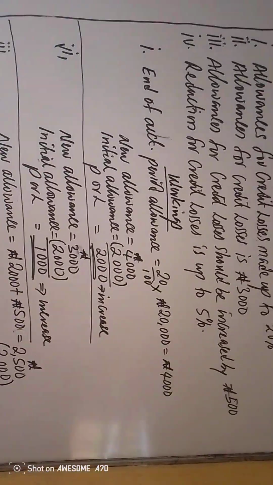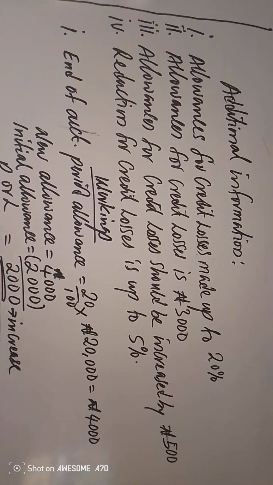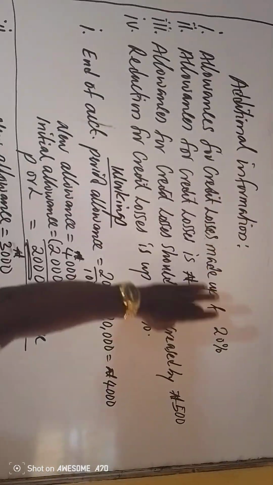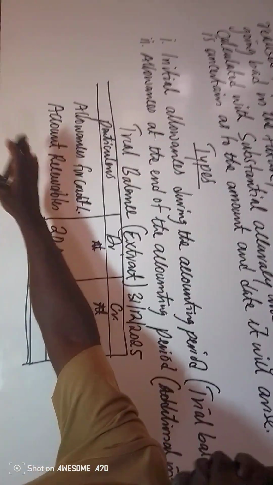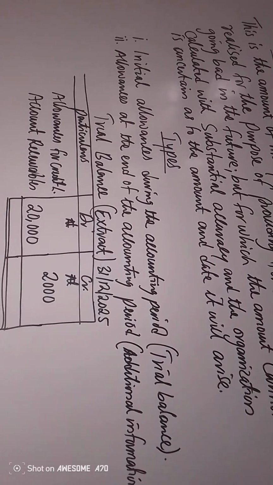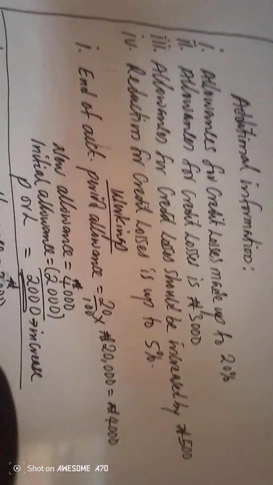Let's see how we are going to treat the allowances one after another. The first one is allowances for credit losses made up to 20%. Let's look at how we handle that. Take it that this is the initial allowance already set in the question, given in the trial balance, which is 2,000. Coming down to the additional information, the question now says that allowances for credit losses is made up to 20%. It means you have to calculate 20% of account receivable. Mind you, allowances are made based on account receivable, which is the credit sales made to customers who are still owing. So you always base it on account receivable, whether informed or not. Take it that allowances for credit losses is always on account receivable. So whether they mention it or not, always use it to calculate your allowances. So here they are saying allowances for credit losses is made up to 20%. That is 20% of account receivable.